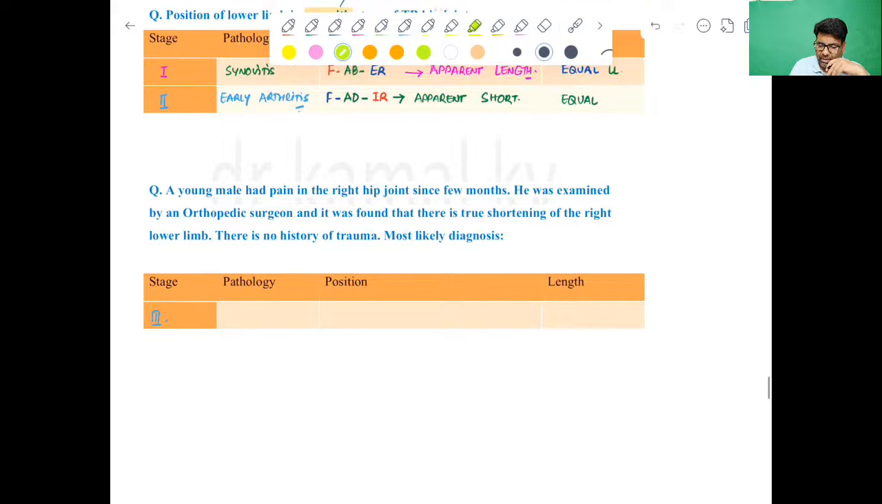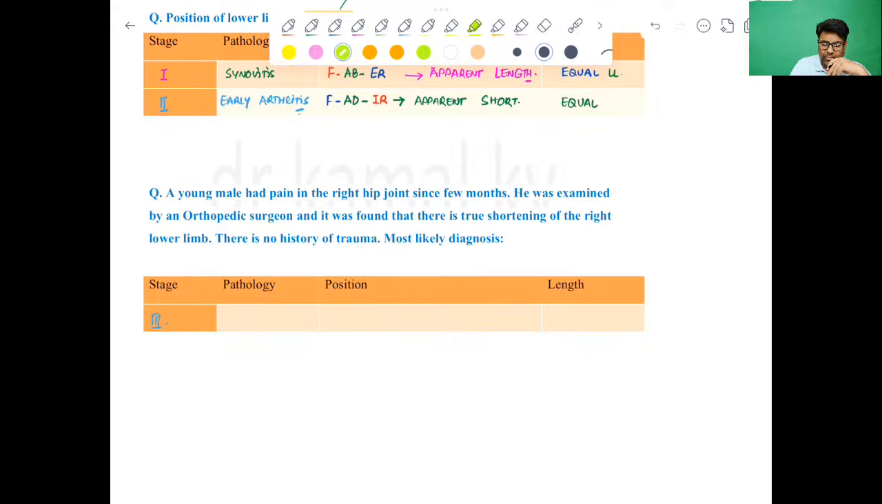Now what happens in stage 3? After early arthritis, obviously the pathology will keep on going and the patient will go into advanced arthritis, right? So here now there is actual bony damage. So the affected limb will be smaller or shorter than the normal limb. So the affected limb will be shorter than the normal lower limb, right? So this is how we will have the description about the different stages of TB hip.